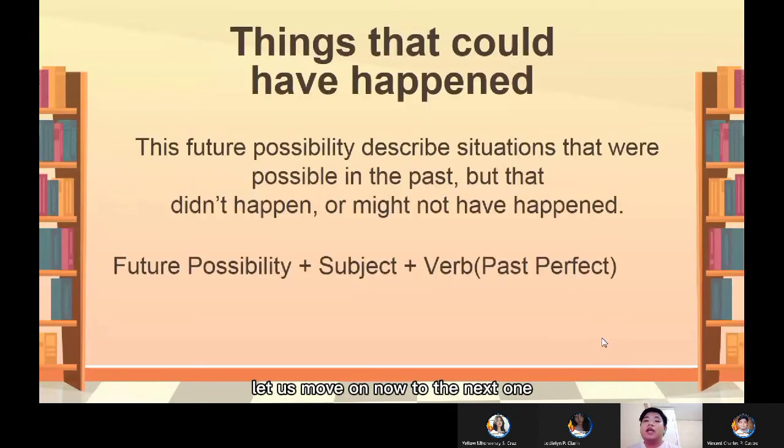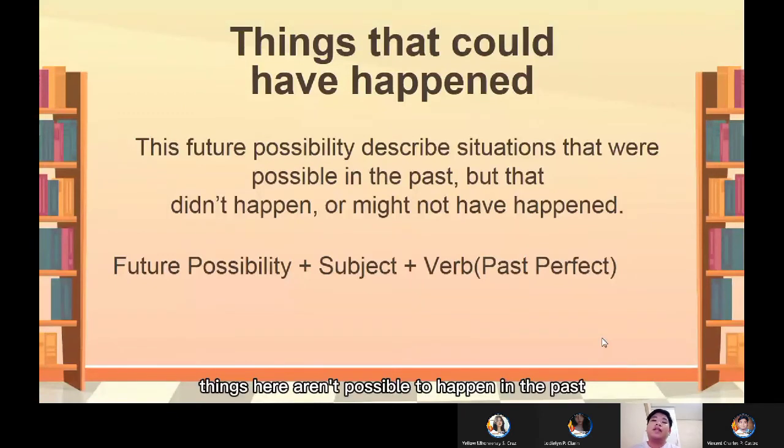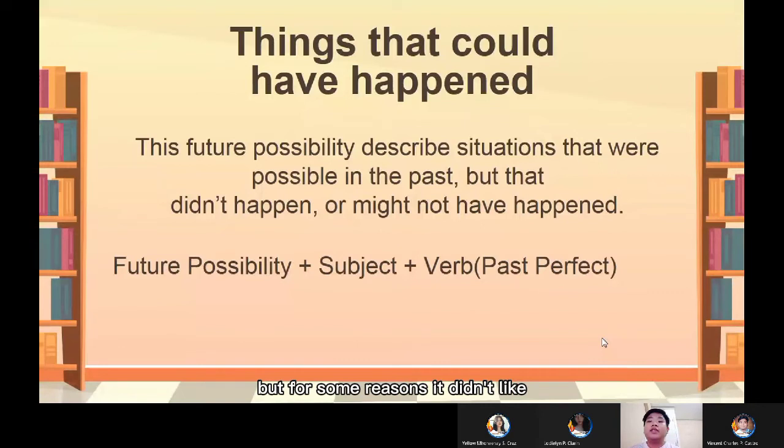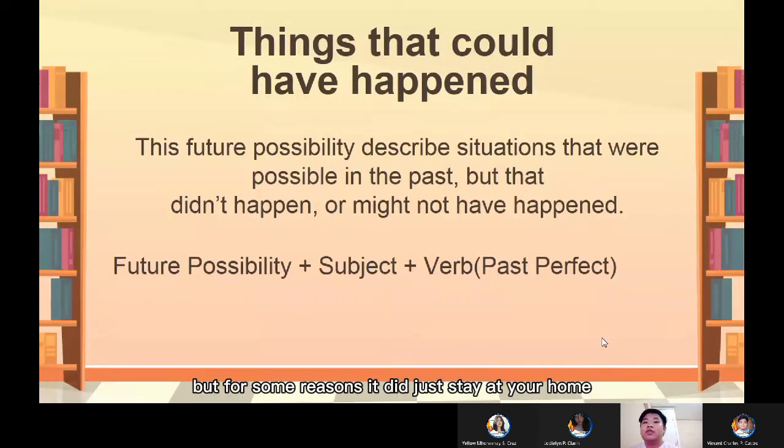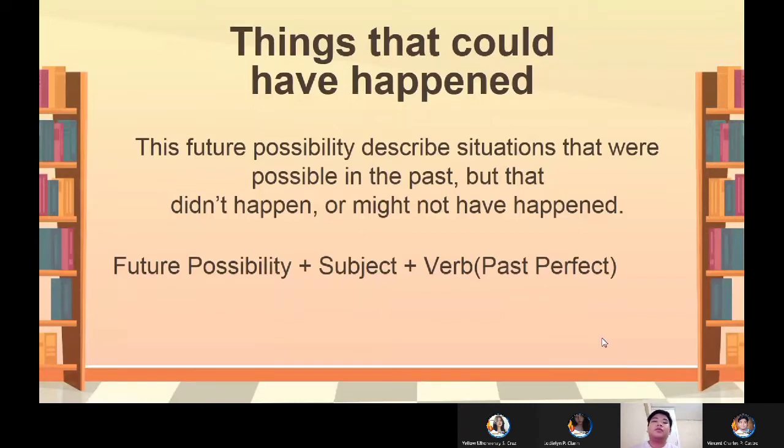Let us move on now to the next one. We have here the things that could have happened in this future possibility. Things here were possible to happen in the past, but for some reason, they didn't. Just like a vacation, you could have gone to the beach, but for some reason you didn't. You just stayed at home, maybe for financial problems or other reasons.